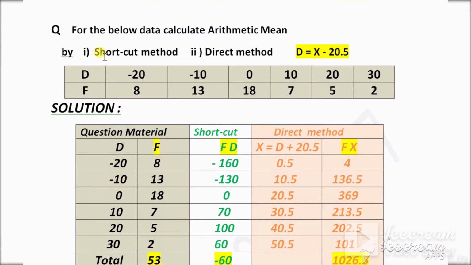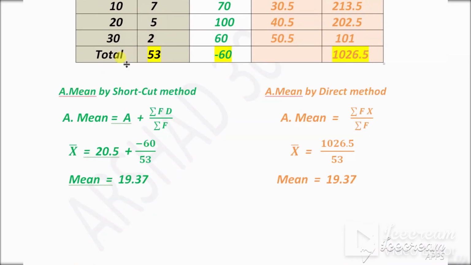What is the formula of the shortcut method? The formula of the shortcut method is x bar equal to a plus summation fd divided by summation f. So according to this formula, we have to multiply f with d. F and d both are given in the question, so we do not need to proceed with further columns for this one. Just multiply the two columns.